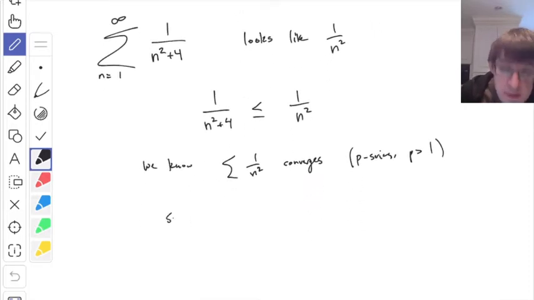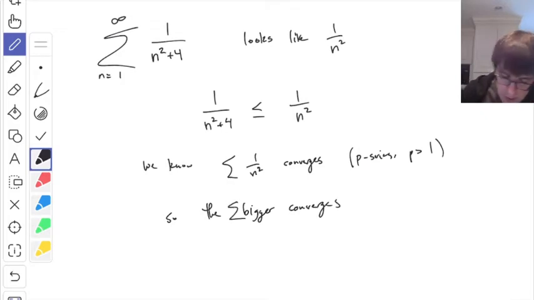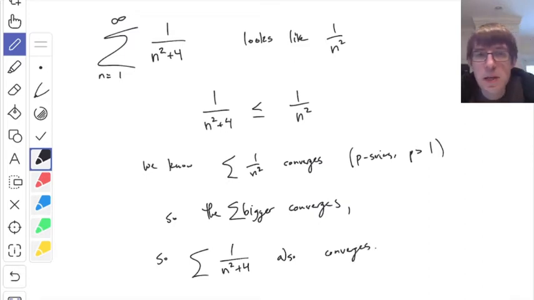And so that means in our inequality, the bigger converges. Actually, it's the sum of the bigger that converges. And so the sum of the smaller one also converges. All right, and this is a typical, simple application of the comparison test.